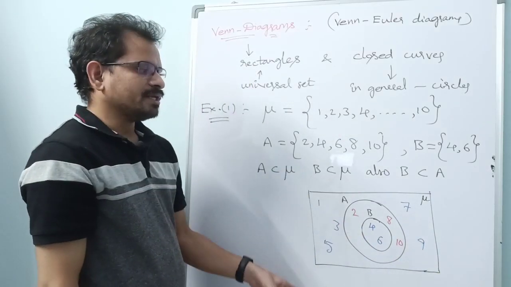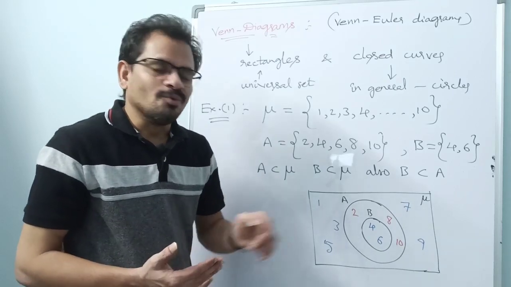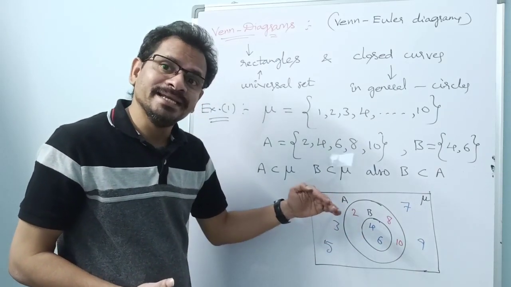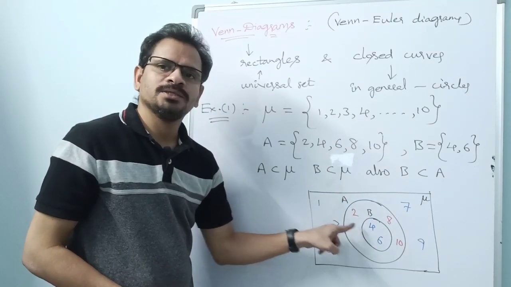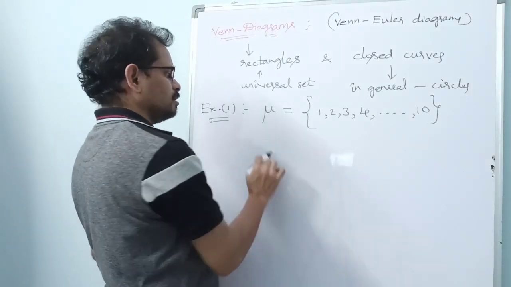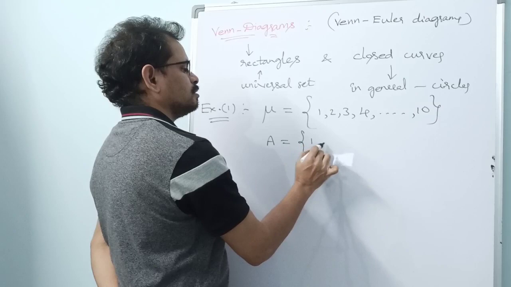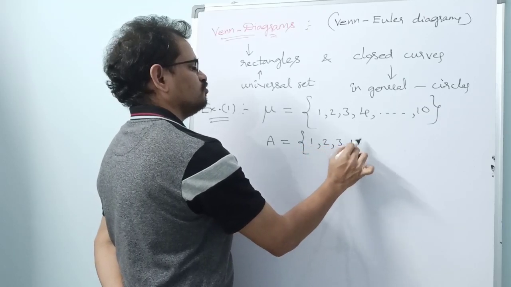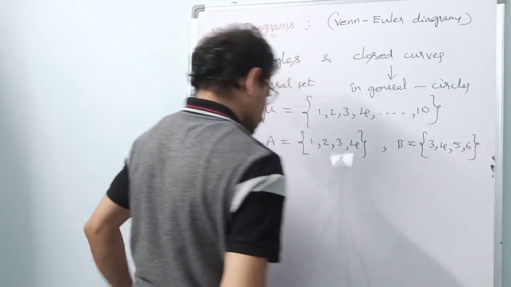In this example we have taken two subsets of the universal set where one subset is again a subset of another subset. Here see, B is a subset of another subset A. Now let us take one more example. Set A equal to 1, 2, 3, 4 and set B equal to 3, 4, 5, 6.